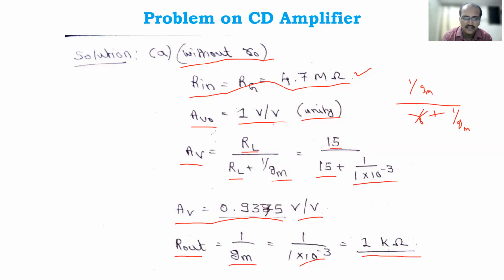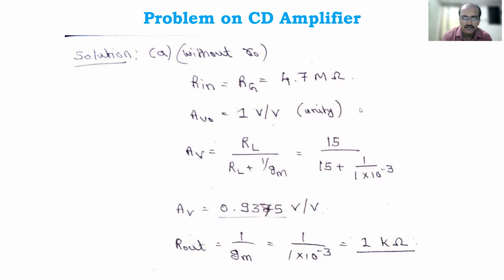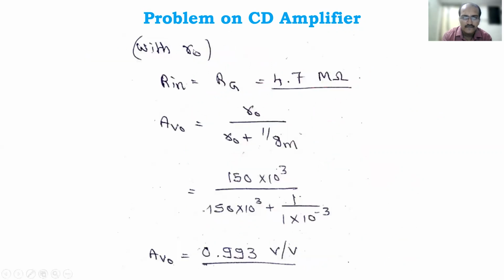Now we'll consider the same calculation with R naught. What is the difference? We need to consider R naught in the problem. So with R naught, R in is equal to RG, 4.7 mega ohm. The open circuit voltage is not affected, because R naught does not come in the input circuit. So no need to explain again and again, you just write it.